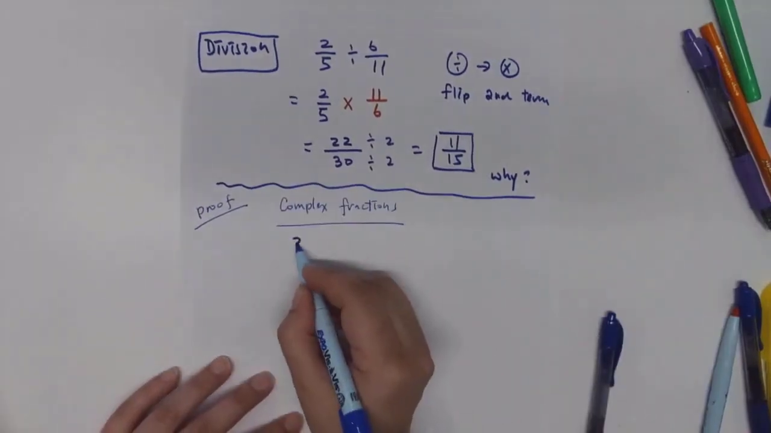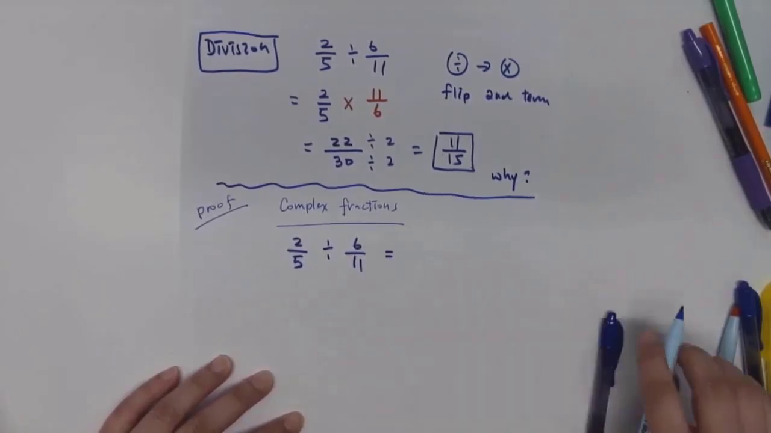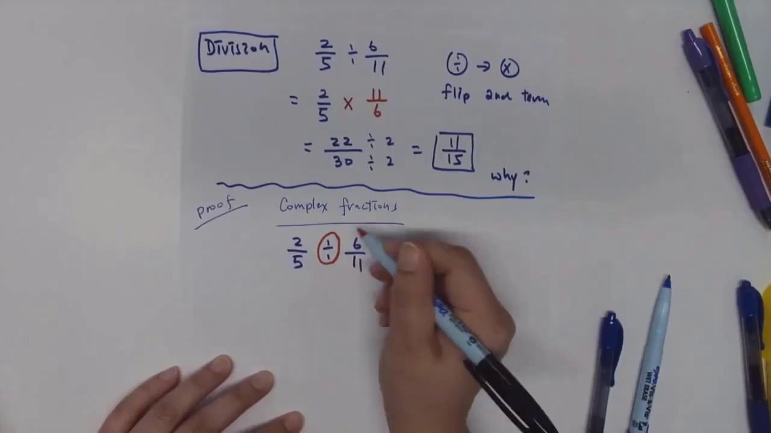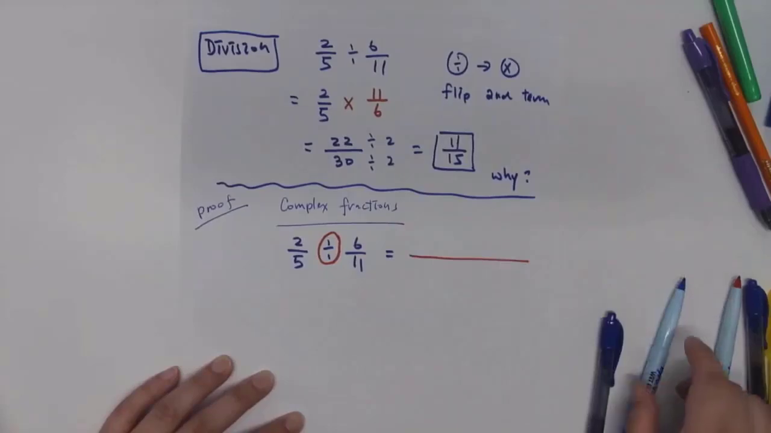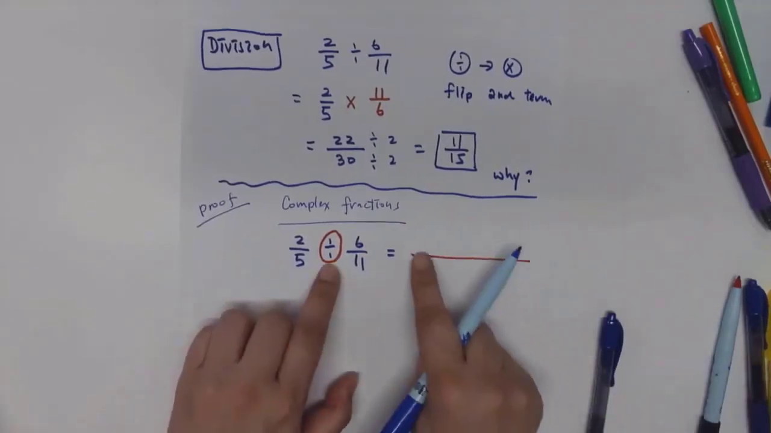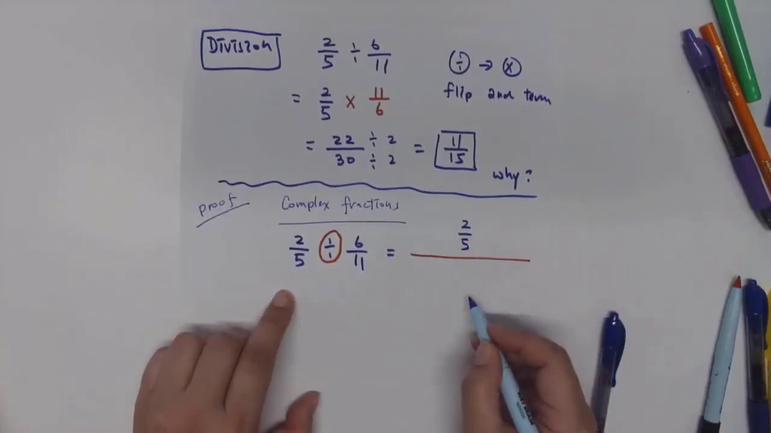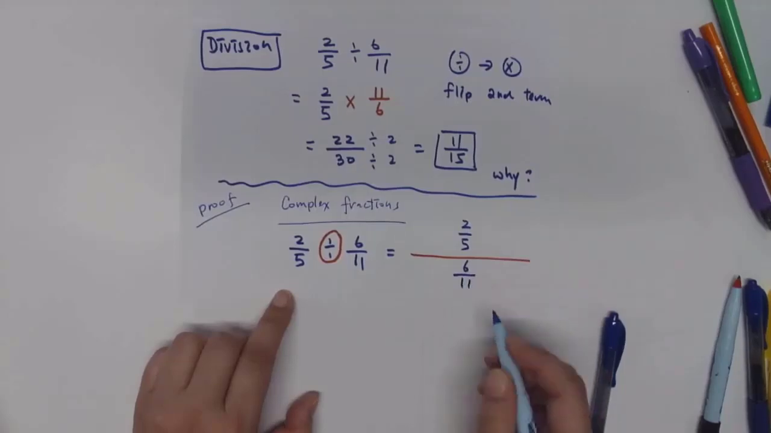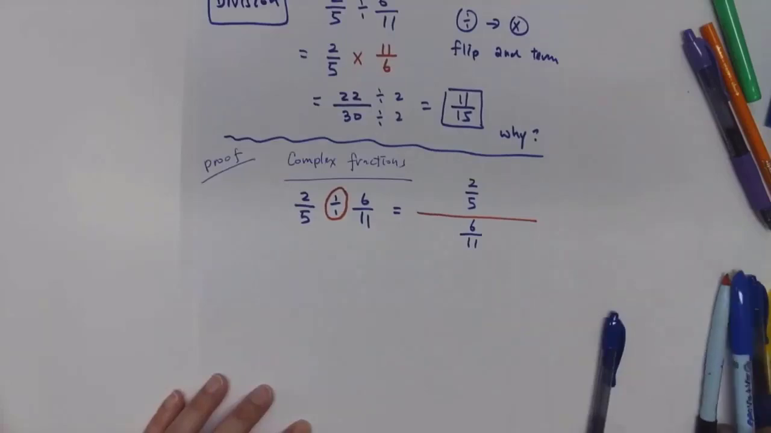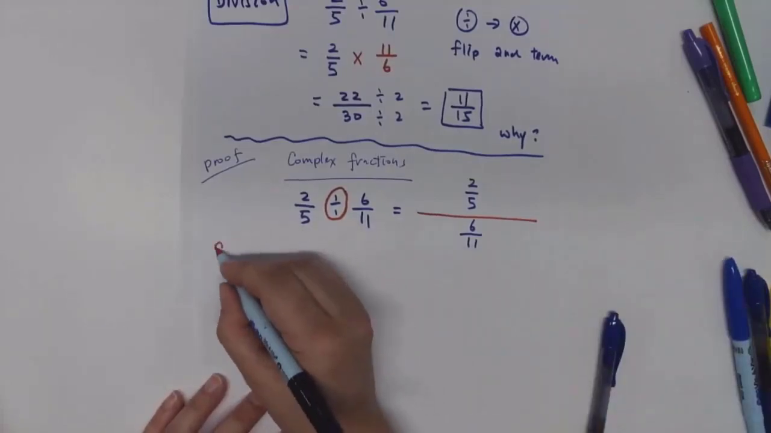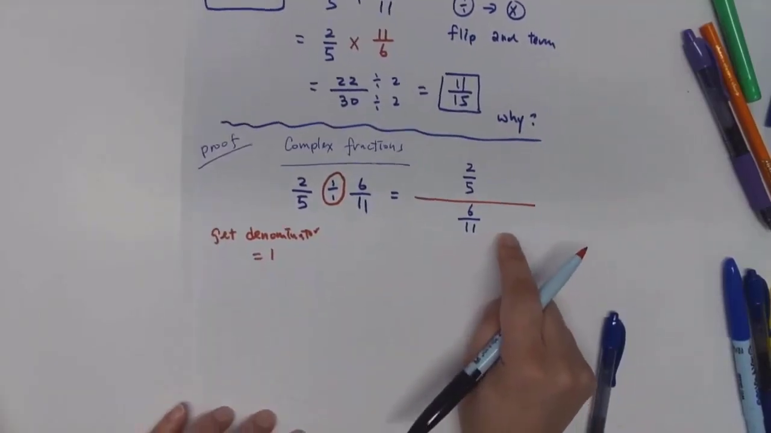When we have a fraction divided by another fraction, we can use a division line to represent the division sign, like this here. Which fraction goes on top of the division line? 2/5. Which one goes to the bottom? 6/11. Once we have that, if I want to get rid of the denominator, we want to get the denominator equal to 1. Multiply by the reciprocal of the bottom number.